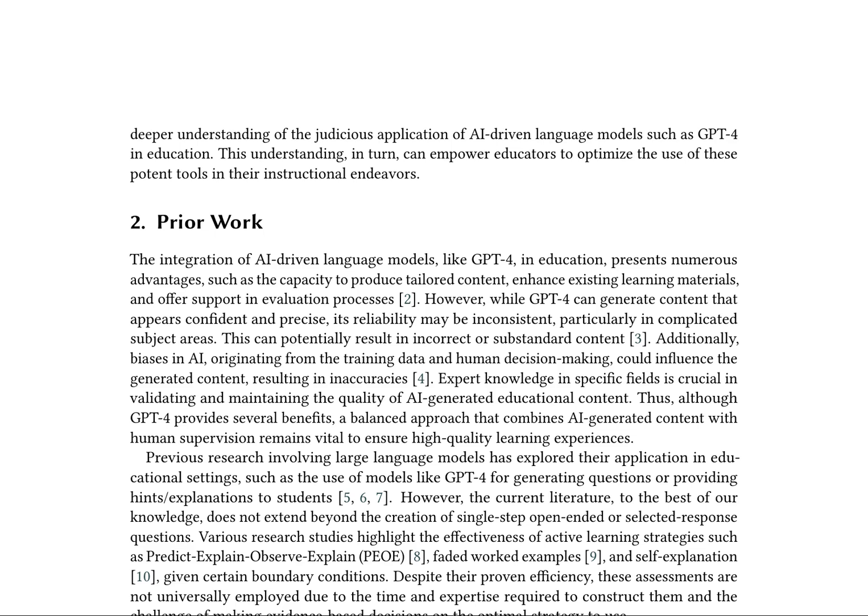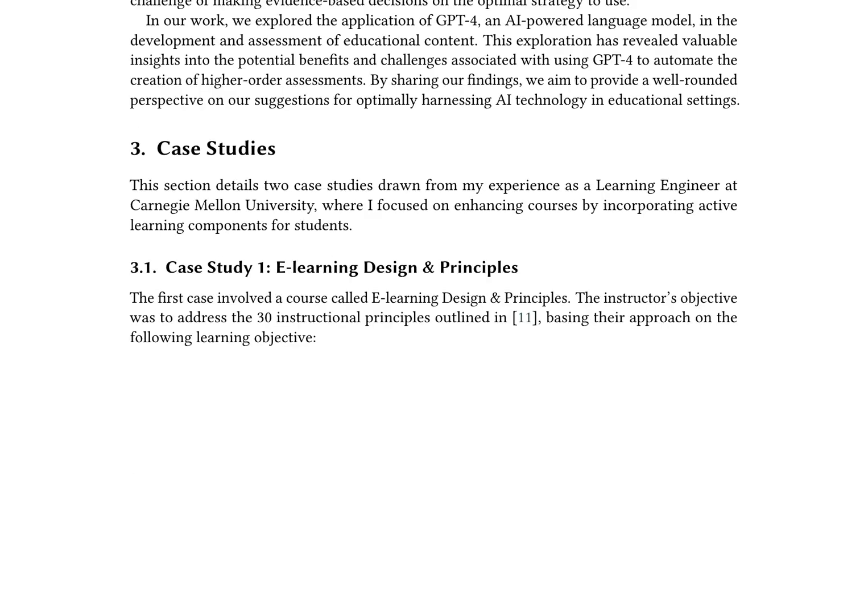content quality. The second case study focused on a course on statistical reasoning, employing GPT-4 to create multiple-choice questions, faded worked examples, and self-explanation prompts tailored to the course's learning objectives. While GPT-4 demonstrated potential in generating educational content, it required careful oversight due to inconsistencies in its output, especially when dealing with nuanced statistical concepts.